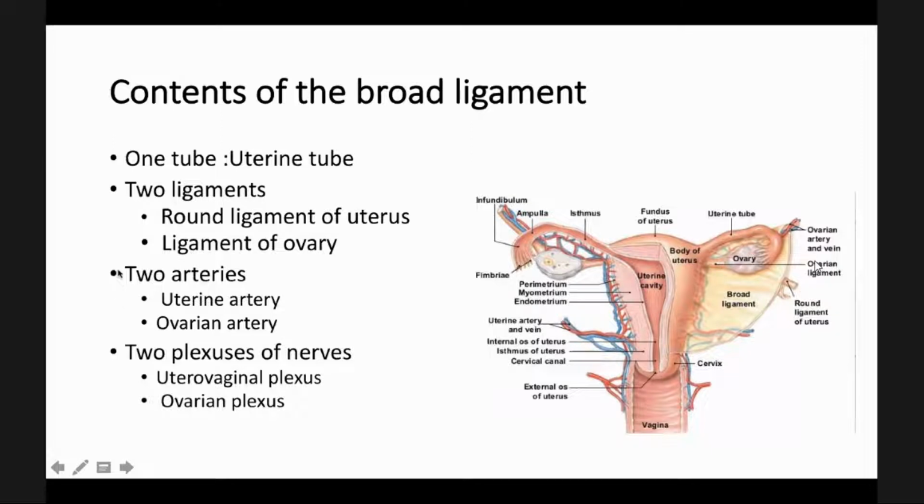Okay, so besides the arteries, there are also plexuses of nerves. Those are the uterovaginal plexus, that is around this uterus and vagina, and next is the ovarian plexus. Those all are present within the broad ligament. Are you getting it, all of you?